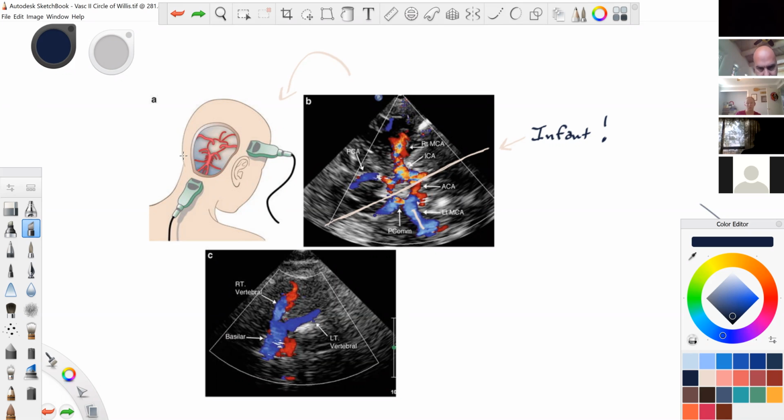So we have a vertebral artery. I don't know why it's red right here, but vertebral arteries are going away, and basilar arteries going away. You might find that a little confusing, that it seems like the basilar artery is going into the vertebrals, but remember, this is an upside down image.